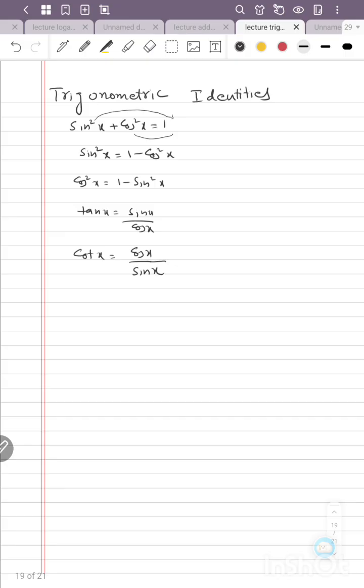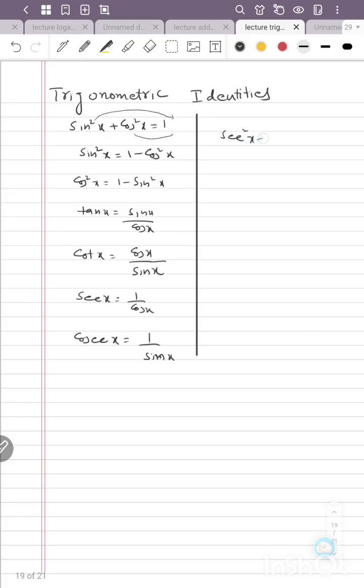Hopefully you have understood this question. Next, we have secant x equal to 1 over cos x, and cosecant x equal to 1 over sine x. Similarly, we have more formulas.